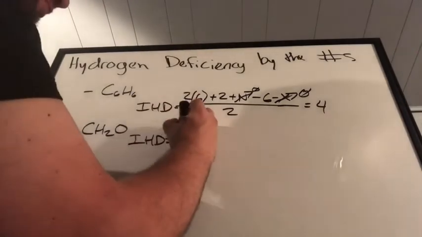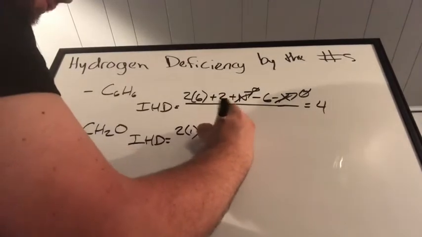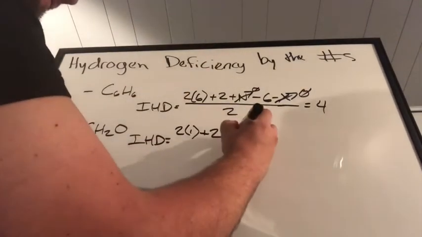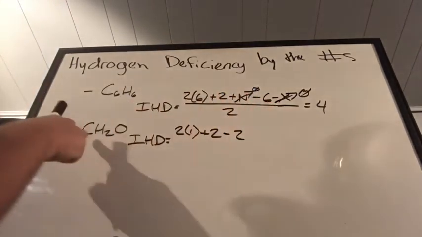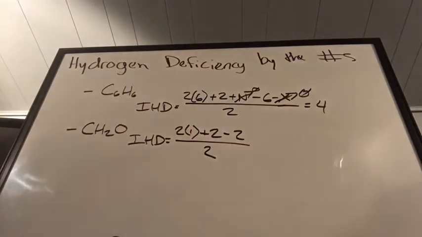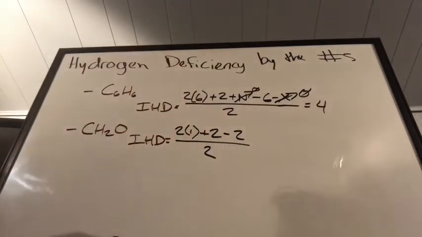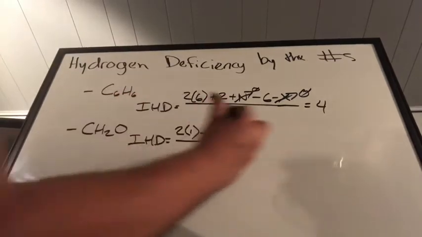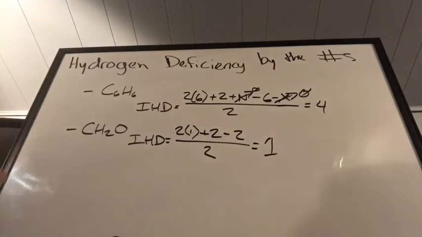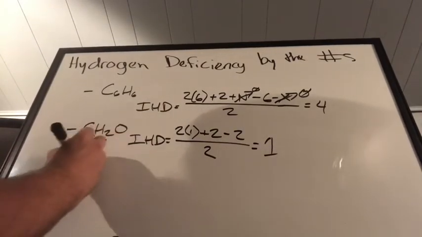So 2 times 1 plus 2, okay, and then minus 2 from the 2 hydrogens here, and this is all going to be over 2. Okay, so 2 plus 2 minus 2 is going to give you 2, over 2 is going to give you 1. Right? So that is going to be formaldehyde.